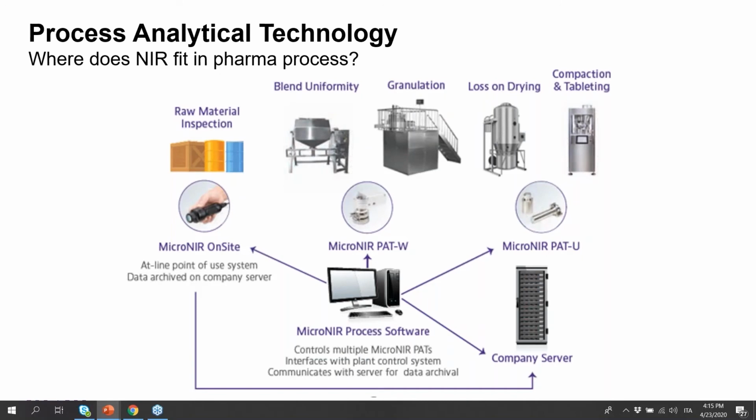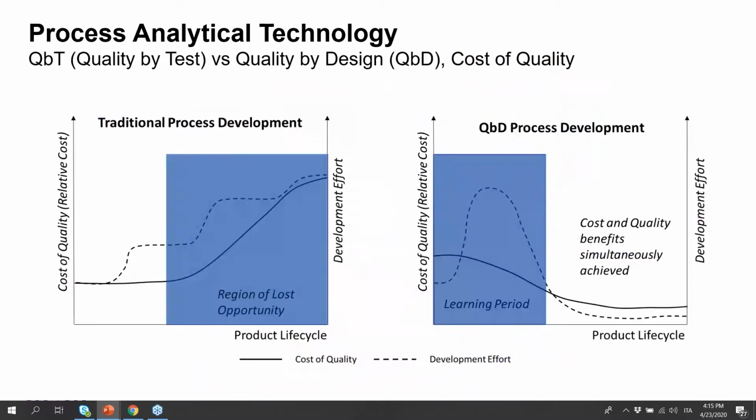Where the NIR can be applied: raw material, blending uniformity, granulation, loss on drying, compacting, and tablet. Everything can be connected from the hardware side, from the mechanical point of view, but also can be connected from the computer side with OPC UA and DA.